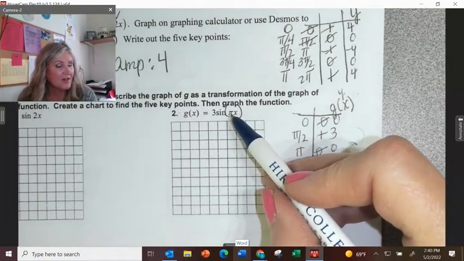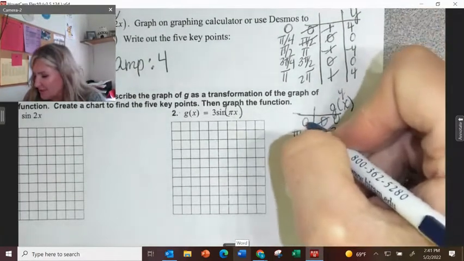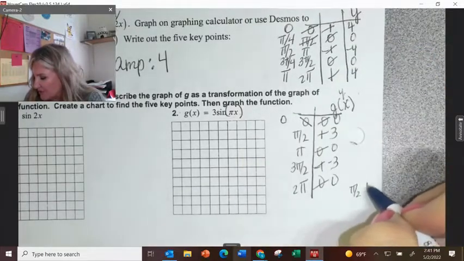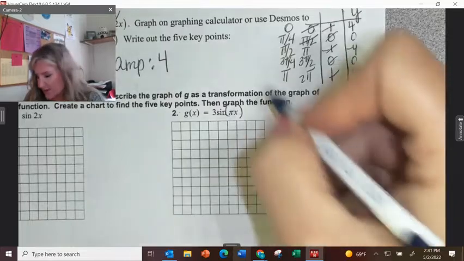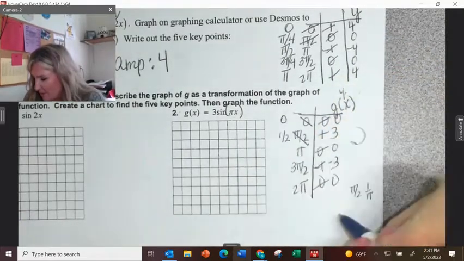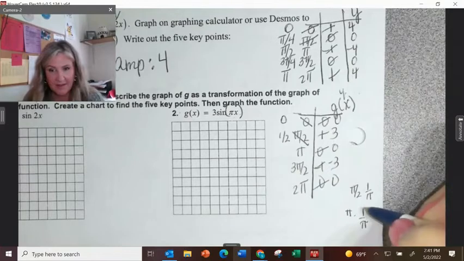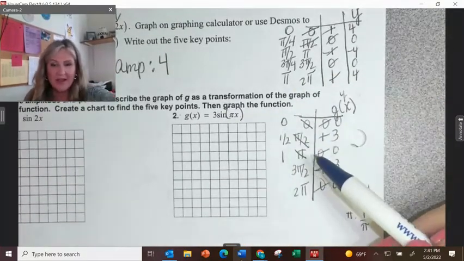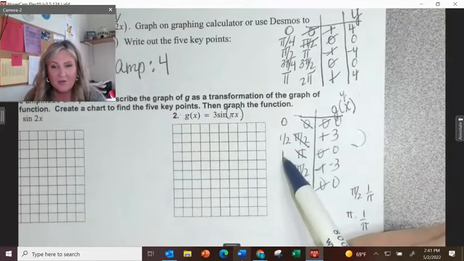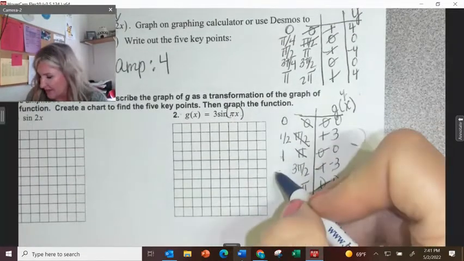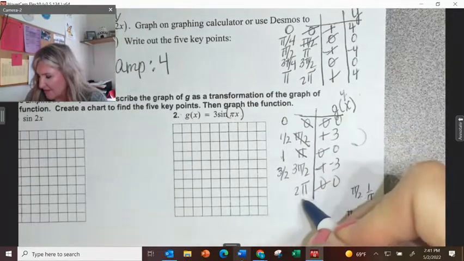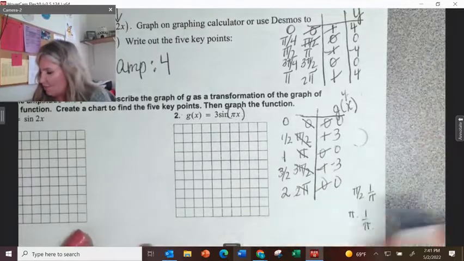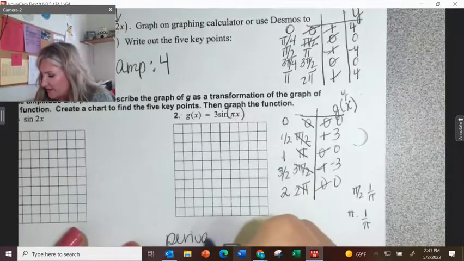1 over pi. So I'm going to have to do 0 times 1 over pi. That's still 0. What is pi over 2 times 1 over pi? 1/2. What is pi times 1 over pi? 1. Now you should be able to see the pattern. How much are we going up by every time? 1/2. So if I go up by 1/2 with the 1, what am I going to get? 3/2. And go up by another 1/2, what am I going to get? 2.